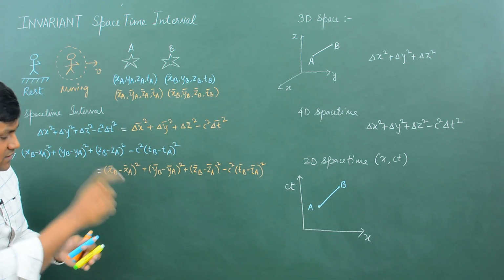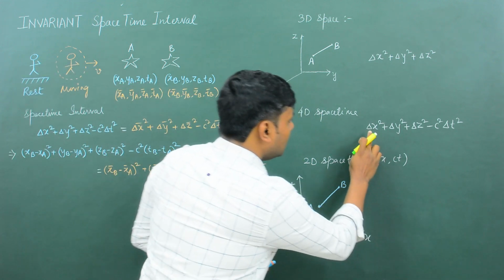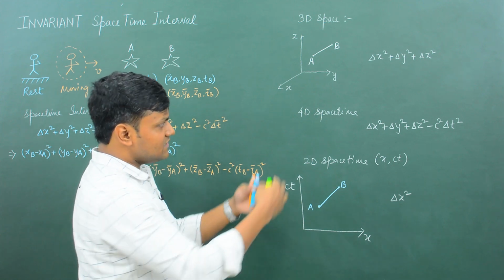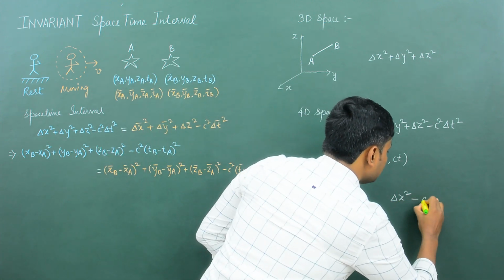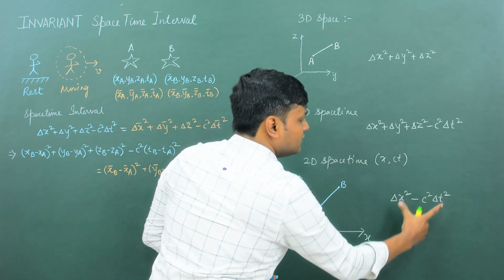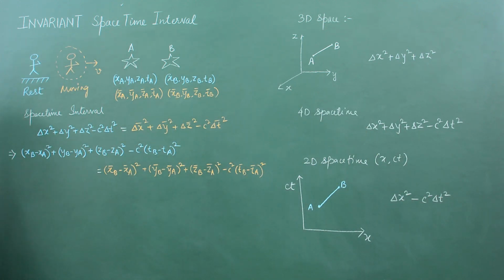Then this square of the distance is nothing but del x square. Now y and z are not present, so let's suppose they are all 0. So this is nothing but del x square minus c square del t square. If I remove y and z, the space-time interval takes this particular form. Okay, so what does this mean?